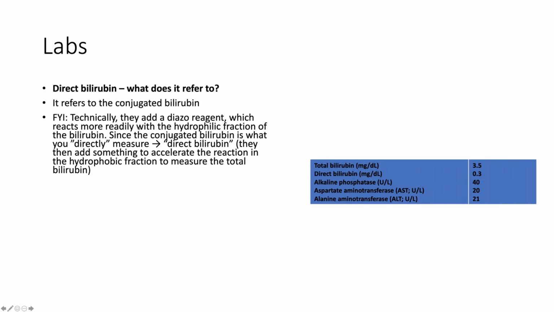So technically, if you're curious, the way that they measure it is they add what's called a diazo reagent, which basically goes, so if you have bilirubin, there's going to be the water soluble kind and the not water soluble.